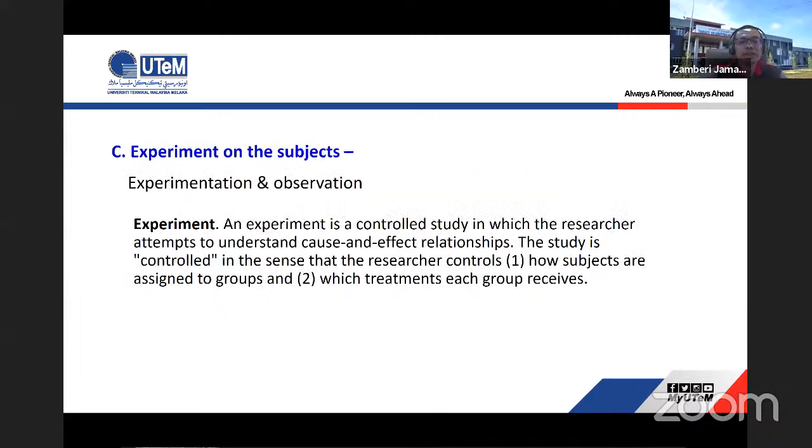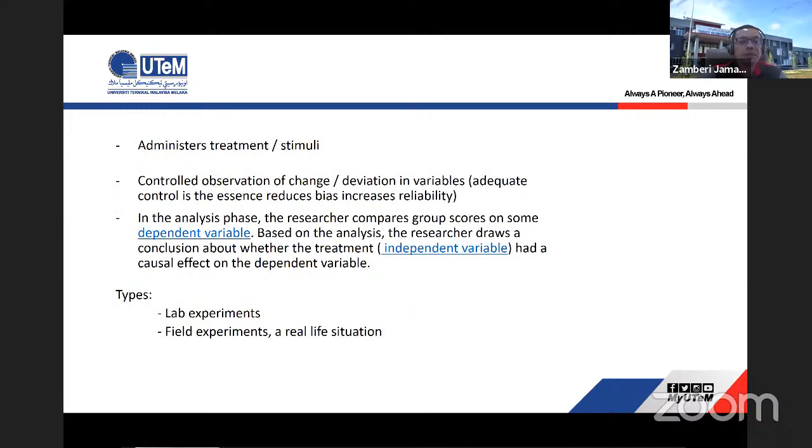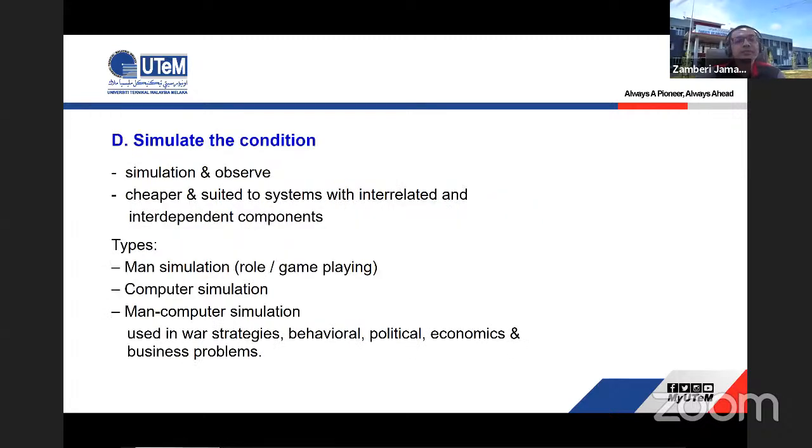Experiments are controlled studies where researchers attempt to understand cause and effect relationships. That's why we have experiments. We look at the cause and effect relationship. Replication: how many times do we have to repeat? Ten times is okay. Randomize, logical control, things like that. Lab experiments and simulations: again, are we doing the right simulations, using the right software?